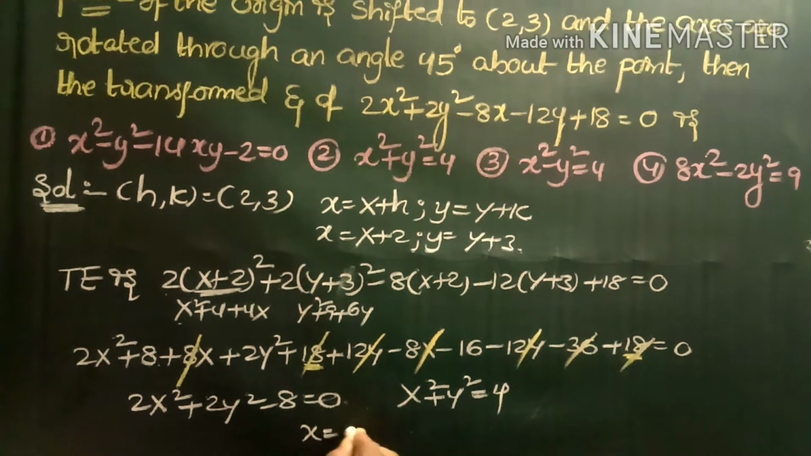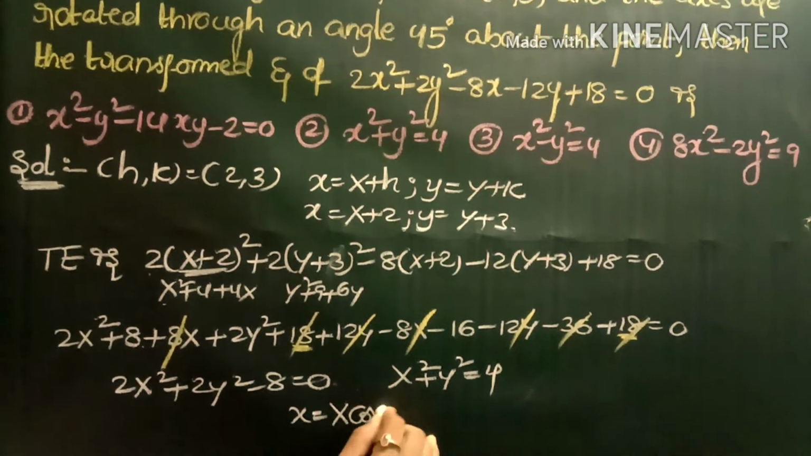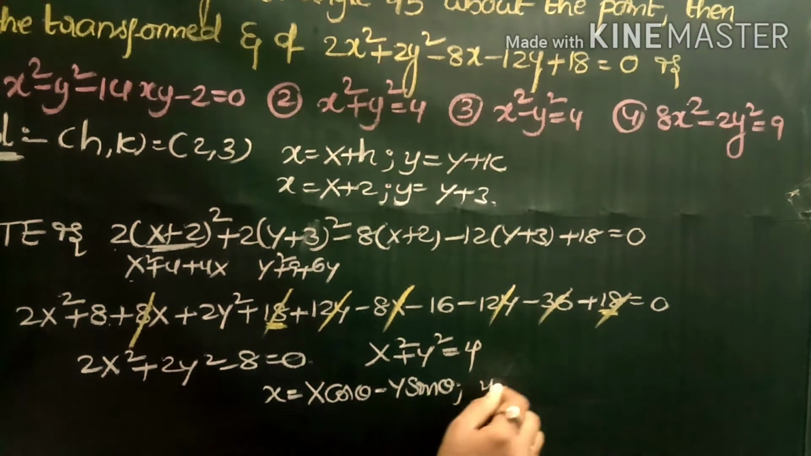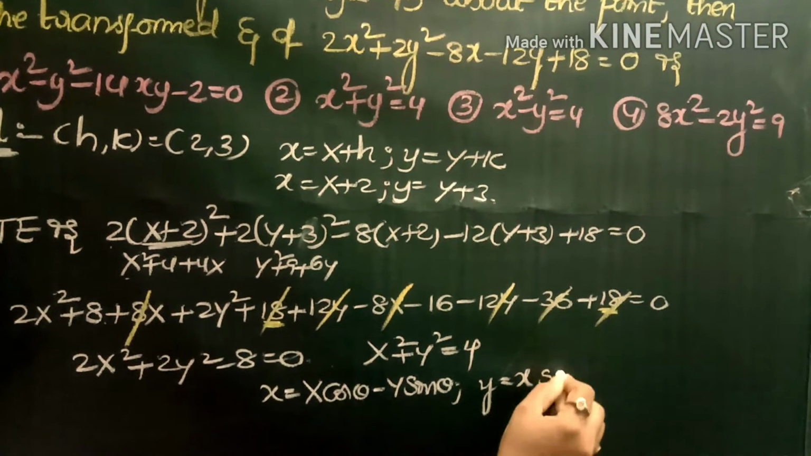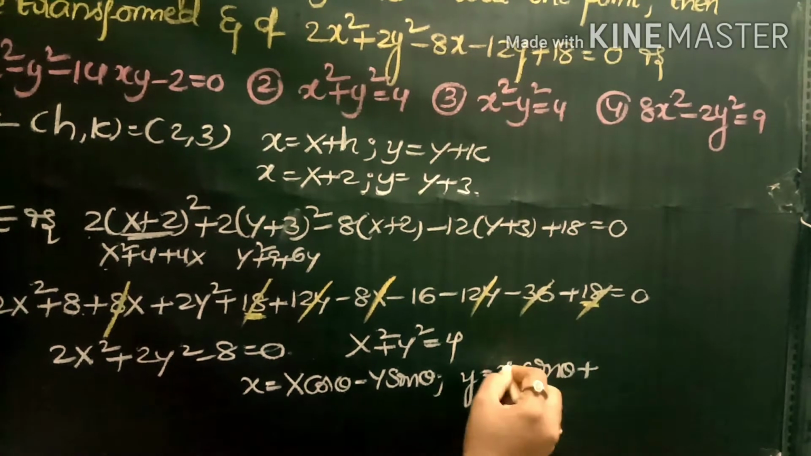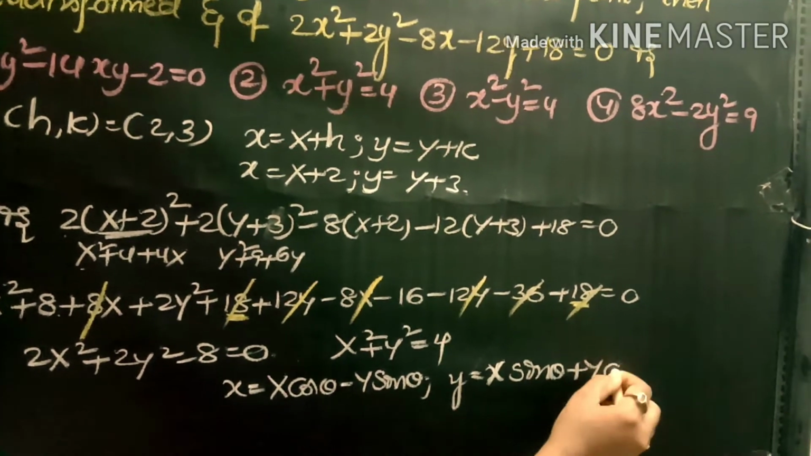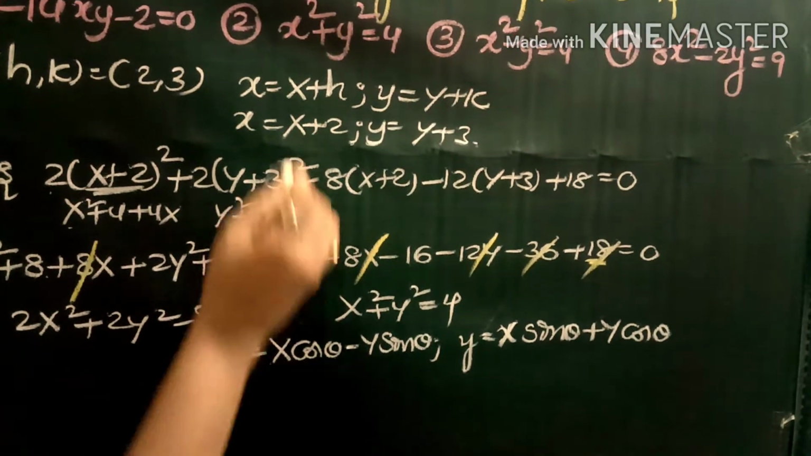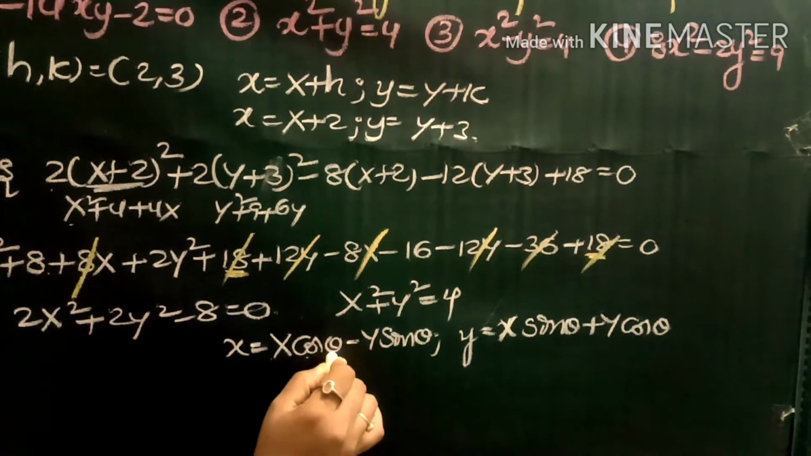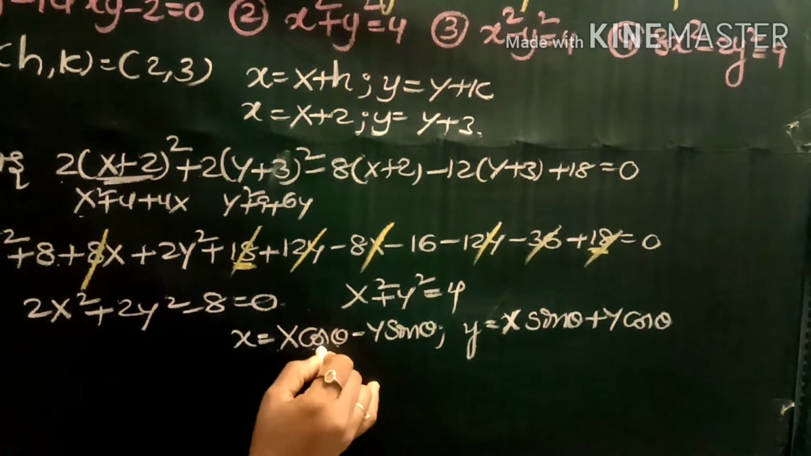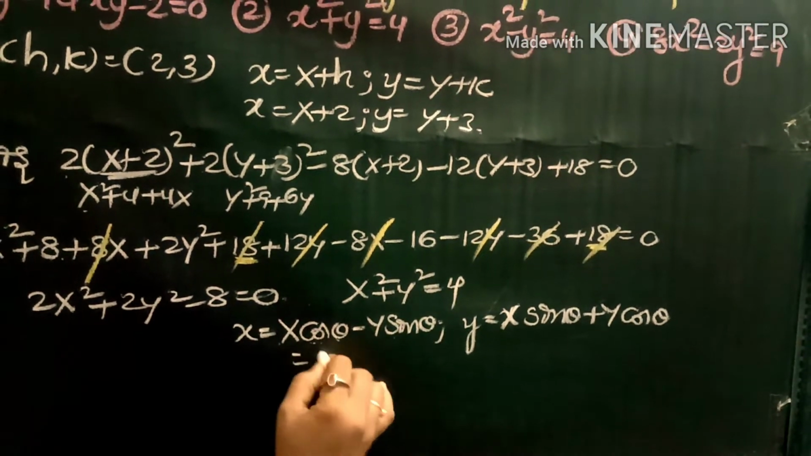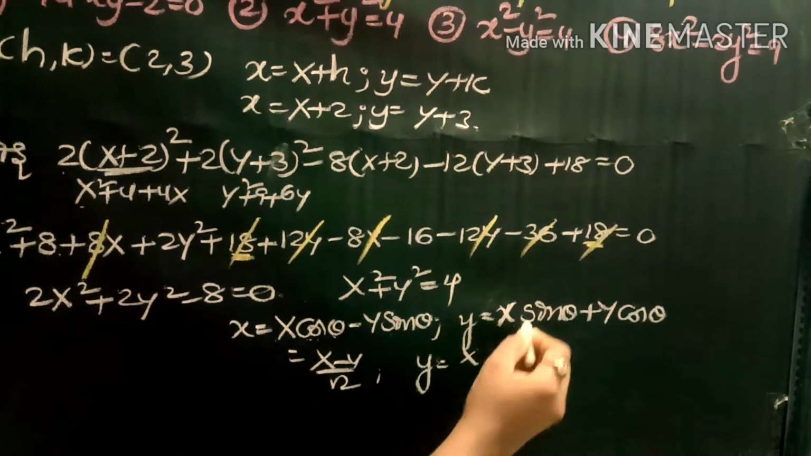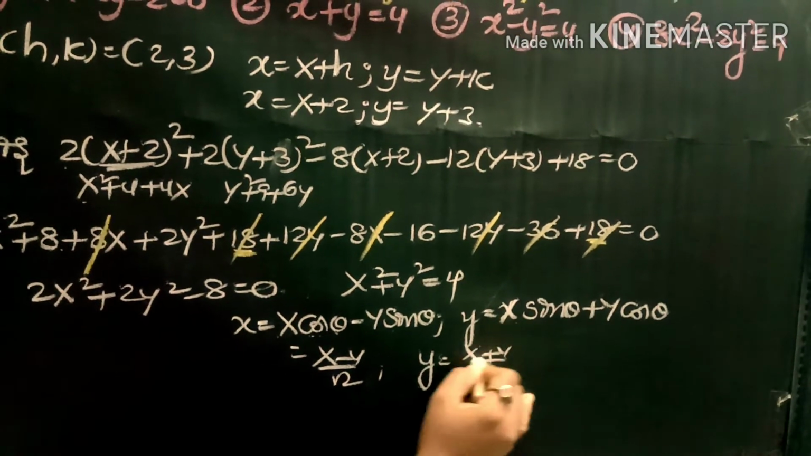Now we are taking the formula: small x is equal to capital X cos theta minus capital Y sin theta, and small y is equal to capital X sin theta plus capital Y cos theta. Now by replacing the values, given that theta is equal to 45 degrees, cos 45 is 1 by root 2 and sin 45 is 1 by root 2. So x becomes (X minus Y) by root 2, and here y is equal to X into 1 by root 2 plus Y into 1 by root 2, that is (X plus Y) by root 2.